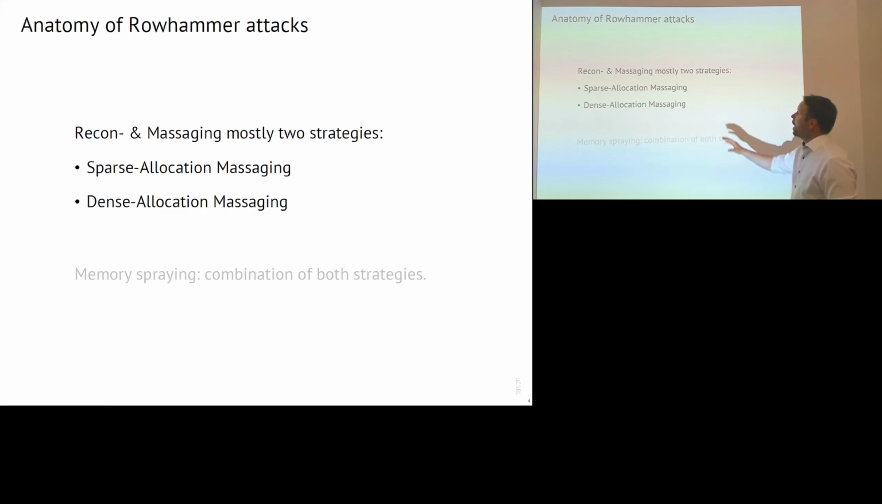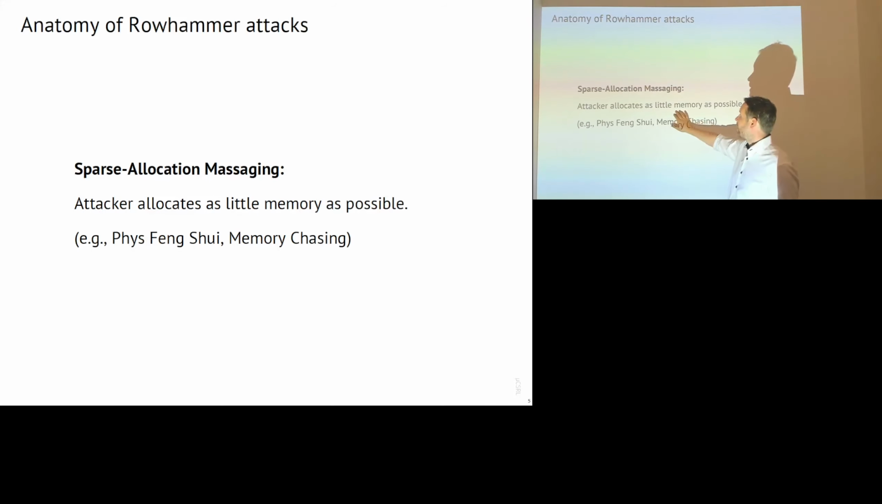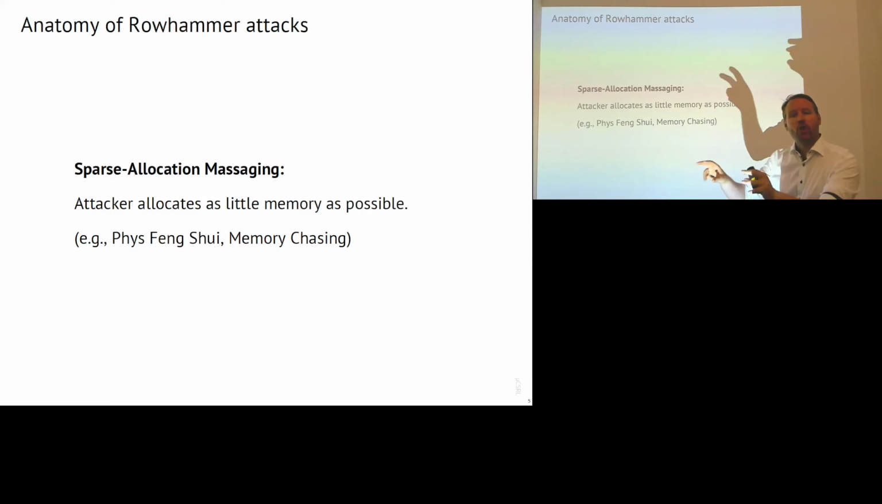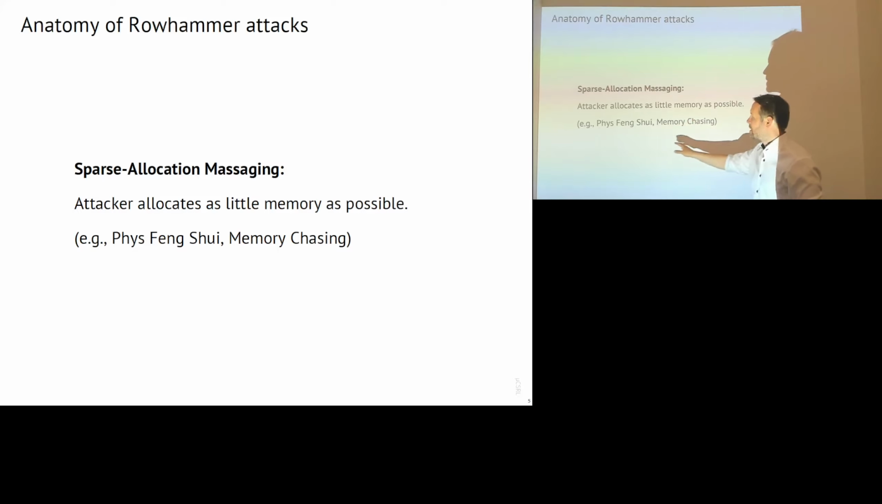If we look into the reconnaissance and massaging stages, they can actually be combined into one stage for some of the attacks. We find that there are mostly 2 strategies at play. The one we call sparse allocation massaging and the other one dense allocation massaging. And memory spraying, just for completeness, is a combination of both strategies, and I'm going to get back to spraying later on. Sparse allocation massaging we're defining as a massaging technique where the attacker allocates, or rather controls, as little memory as possible. One of these techniques, for instance, is Flip Feng Shui, the other one is memory chasing.